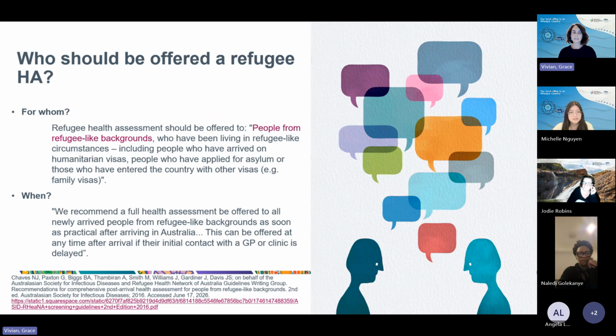When should it be done? Ideally as soon as possible after their arrival, but it could be any time after their arrival. So you may have a pre-existing patient who you realise has been in Australia for some time. Maybe it's been more than a year, maybe it's been 2 years. They could still benefit from a refugee health assessment potentially.